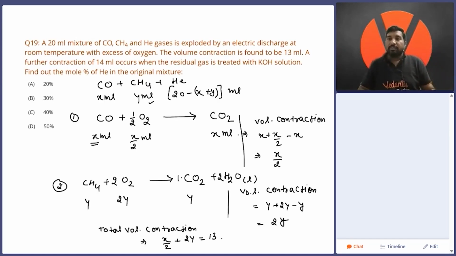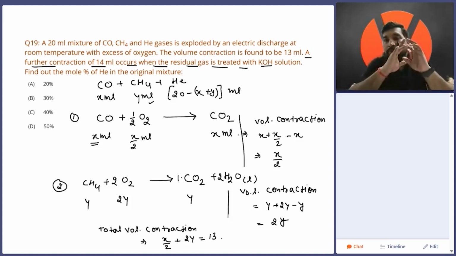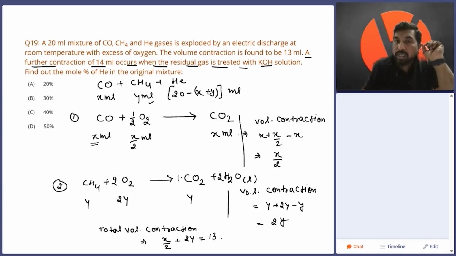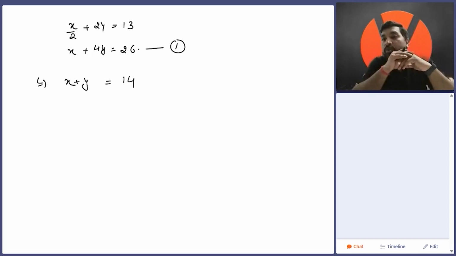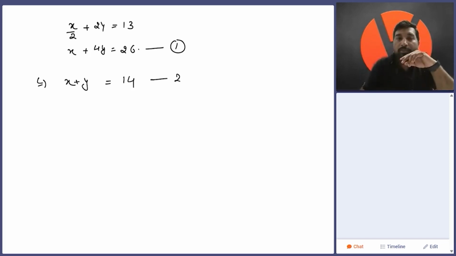Now once again we need to read the question. The next part says a further contraction of 14 mL occurs when the residual gas is treated with KOH. So basically, what is the work of a KOH solution? KOH will absorb the CO2 which is present in the gaseous reaction mixture. It will absorb all the CO2. So how much CO2 is present in the reaction mixture? X mL and Y mL. So X plus Y is equal to 14. That amount of CO2 is present. This is equation number 2.